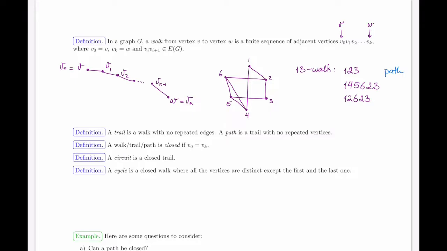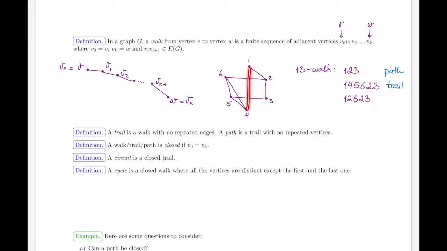Okay, it narrows down. So this is the most general. The next one is trail, and the most narrow definition is the path. So if you're a path, you're also a trail and also a walk. Now, if it has no repeated edges, like this one here, then this is also a trail. This one also has no repeated vertices, so this one is in fact also a path, right? Just because it's not the shortest doesn't make it not a path.